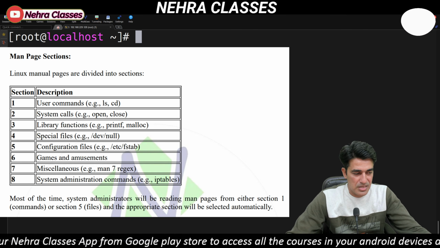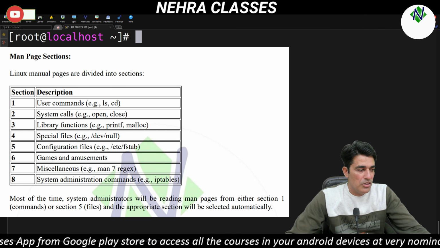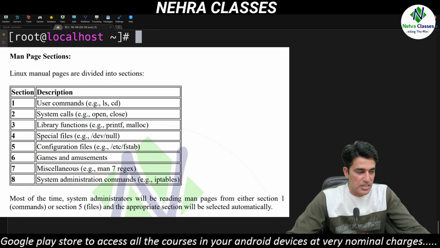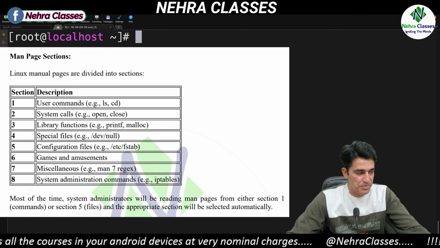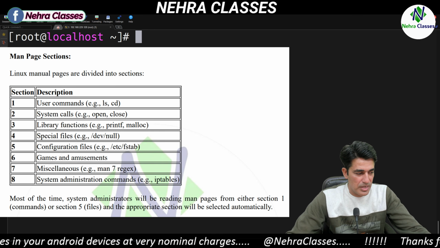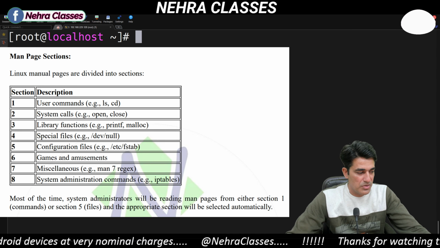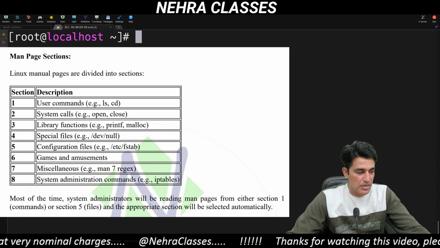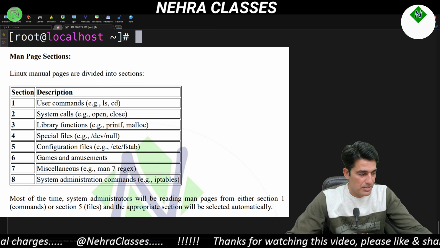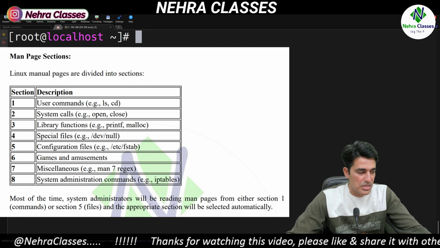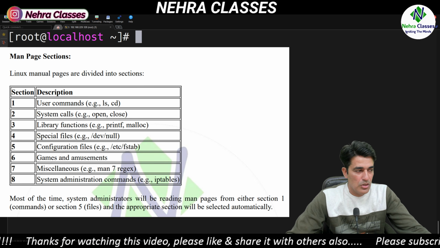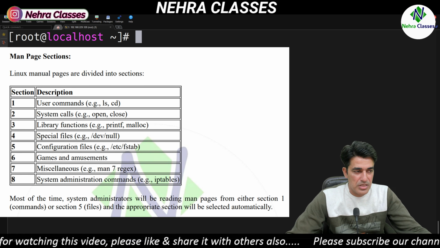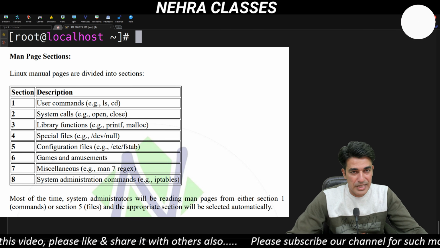For example, /dev/null. Fifth section is for the configuration files. For example, /etc/fstab. Sixth section is for the games. Seventh section is for the miscellaneous, for example, man 7 regex. And the 8th section is for the system administration commands like iptables. So Linux manual pages are divided into these 8 sections.